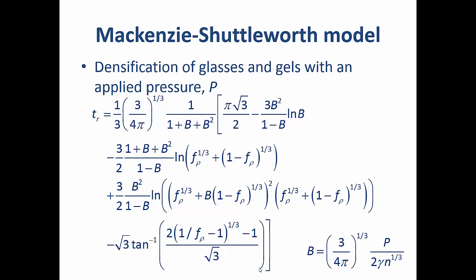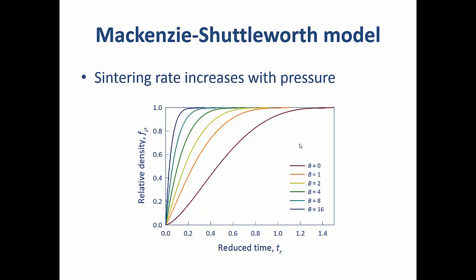You can similarly obtain a further equation if there is an applied pressure P, and in this case you introduce a new term B, which is directly proportional to the applied pressure. We obviously get a more complex equation. Again, I'm not going to go through any stages of proof. However, what really matters is the fact that in this graph, which shows the relative density as a function of reduced time, if B is 0, which corresponds to the first equation, clearly it takes much longer to reach a relative density of 1, i.e. remove all the pores, than it does for higher values of B.